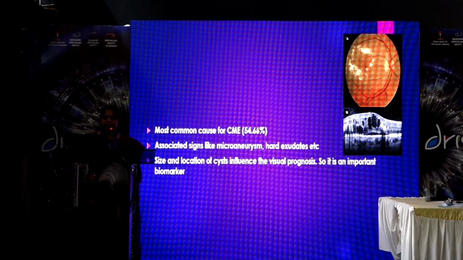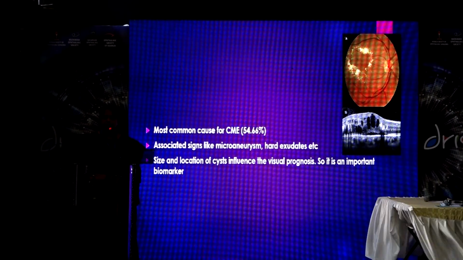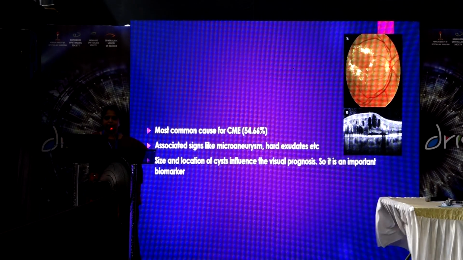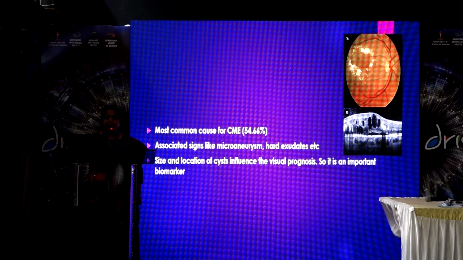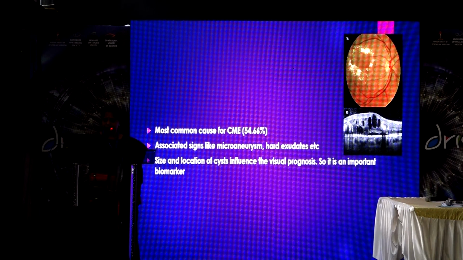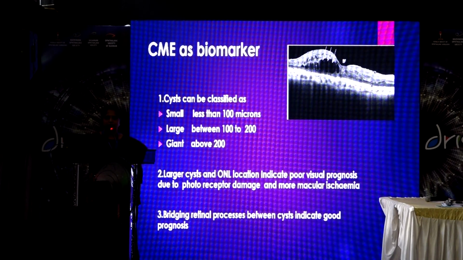How you can differentiate it from other types of CME is that you may see associated signs like microaneurysms, hard exudates, epiretinal membranes, vitreomacular traction and so on. The importance of cystoid edema is that the size and location of the cyst influence the visual prognosis, so it becomes an important biomarker. Now let us see how this CME acts as a biomarker.